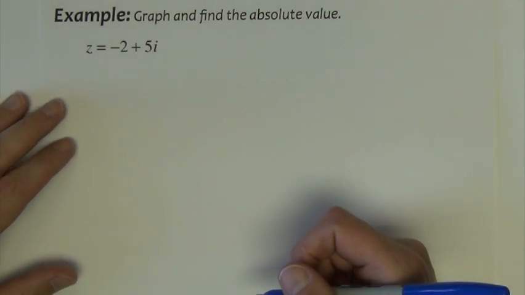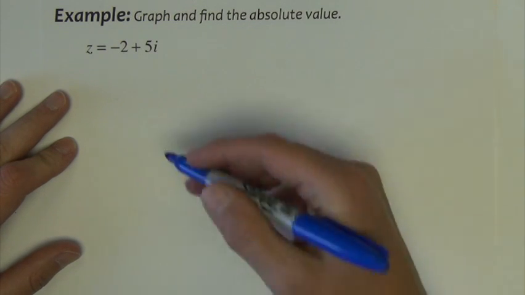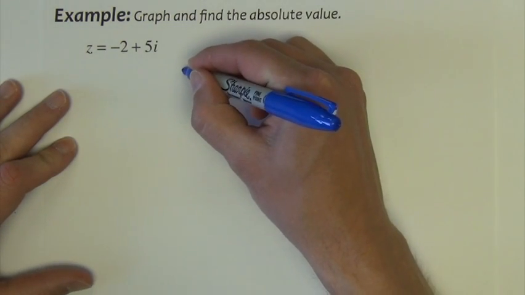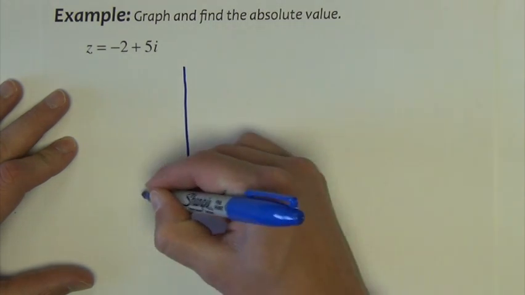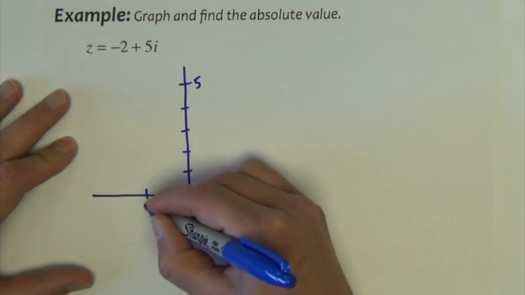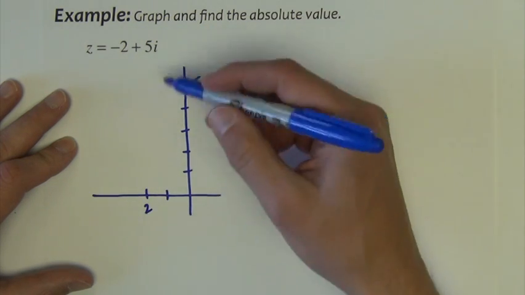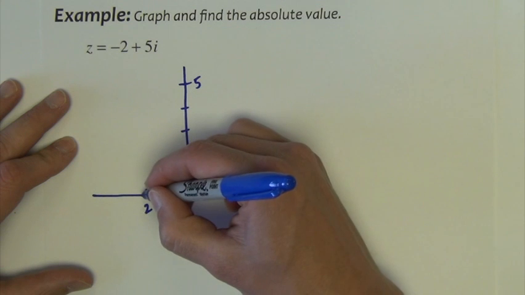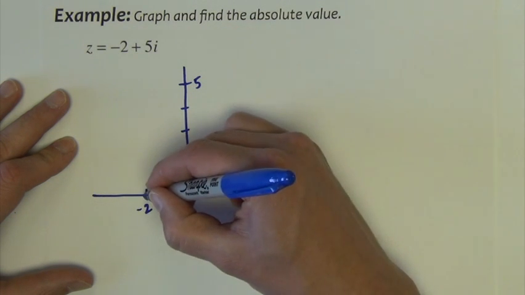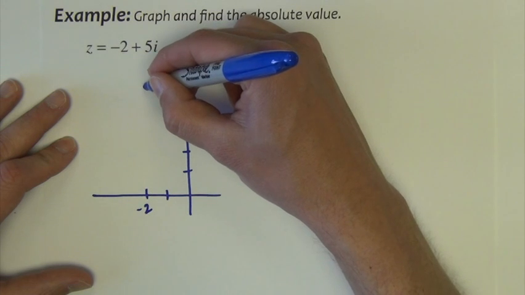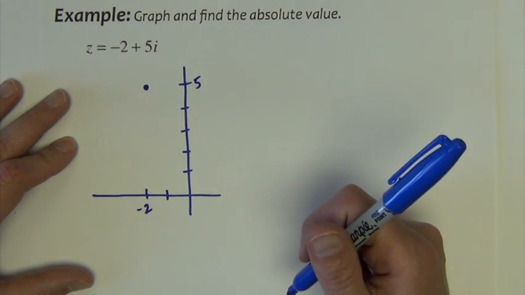First example says graph and find the absolute value. So graph this complex number. We'll just sketch our own rough graph. Okay, so this complex number, negative 2 plus 5i, is going to go negative 2 on the real axis, 5 on the imaginary axis, and it plots right there.